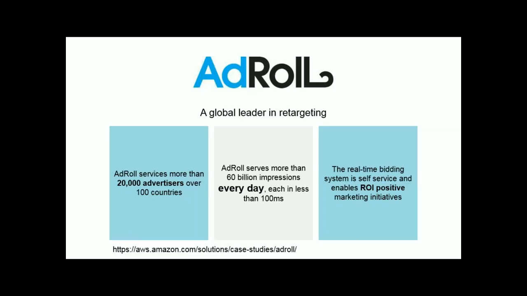Now, AdRoll services more than 20,000 advertisers in 100 countries, and they operate at a huge scale. So they serve more than 60 billion impressions every day, and what is pretty impressive about their business is they're able to serve these in less than 100 milliseconds regardless of where the customer is. So a very, very fast response system. They also provide a real-time bidding system for their customers, which are the advertisers.